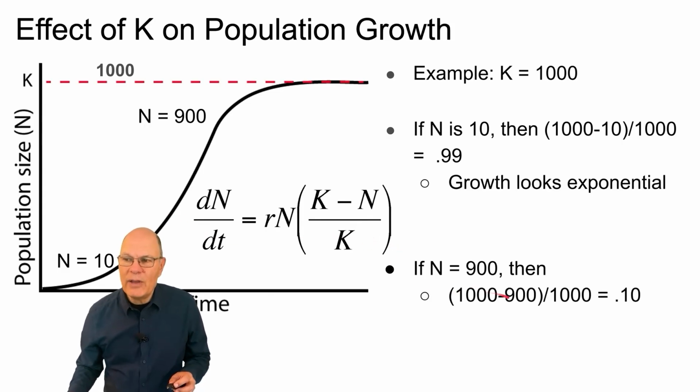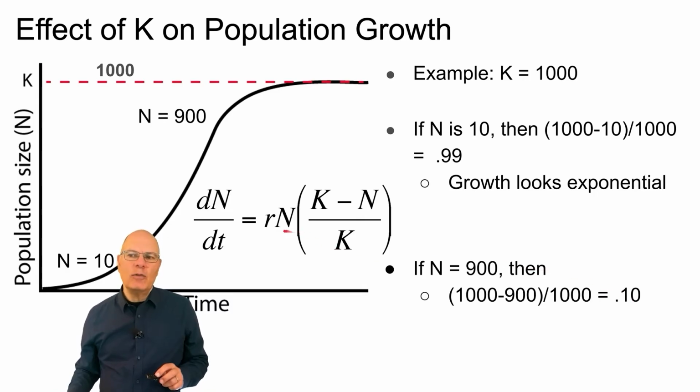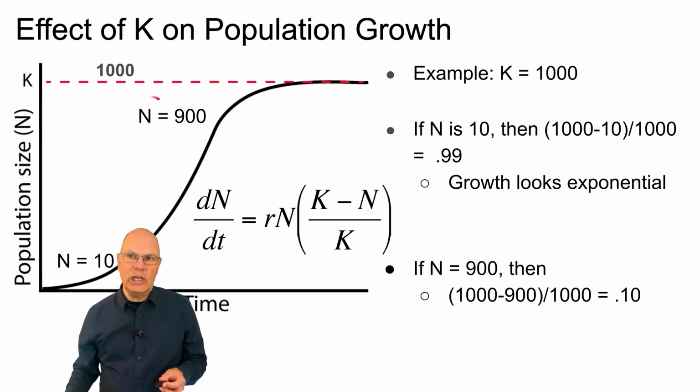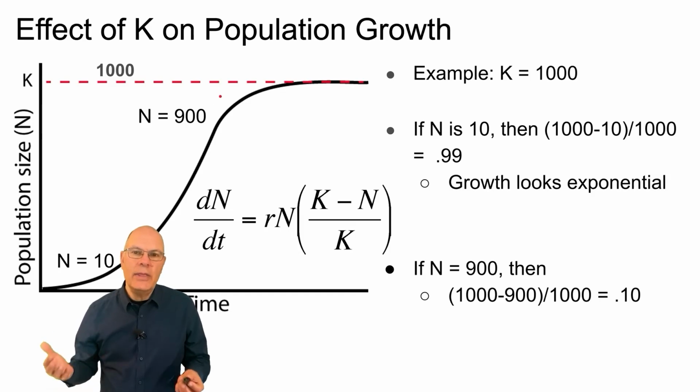It's now 1,000 minus 900 divided by 1,000, (K minus N) over K, and that's 0.10. So whatever our rate of growth would have been over here, we're now going to multiply it by 0.10, and that's going to cause growth to quickly level off. As we get to K, as population is equal to the carrying capacity, then population growth stops altogether.